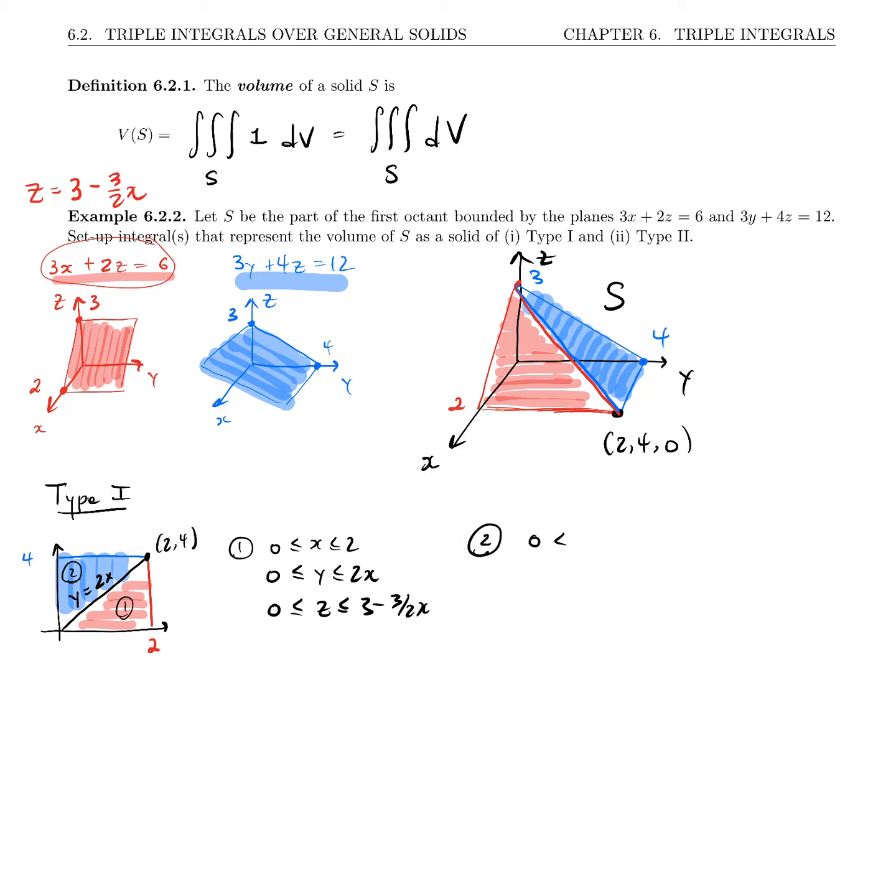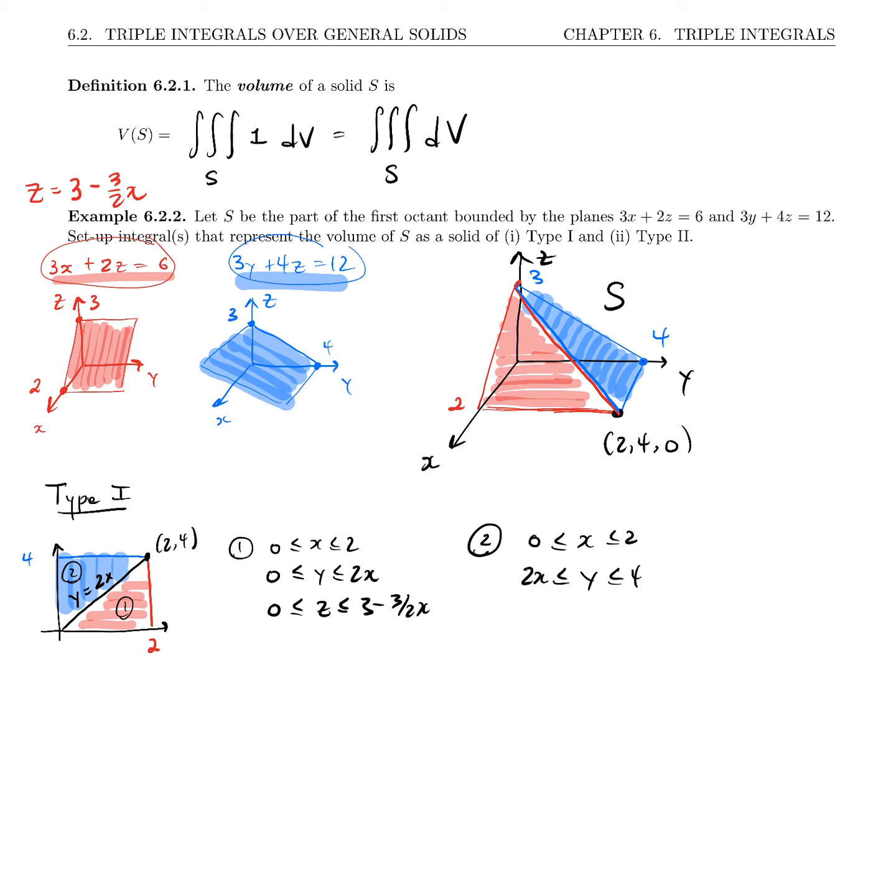X is also going to go from 0 to 2. Y now goes from 2x to 4. So 2x is less than or equal to y is less than or equal to 4. And over that region here, the z goes from 0 up to the blue surface. So we need to solve for that blue surface.